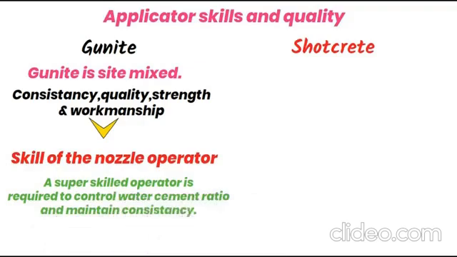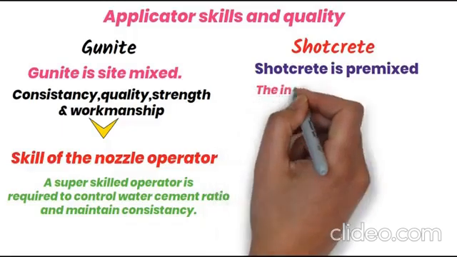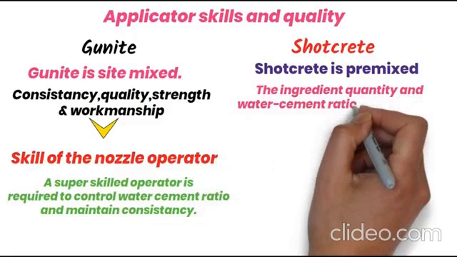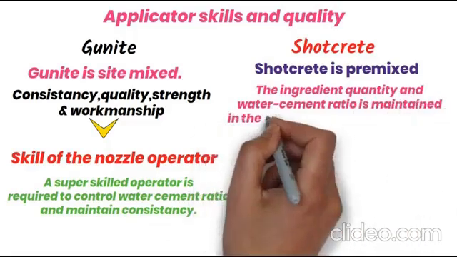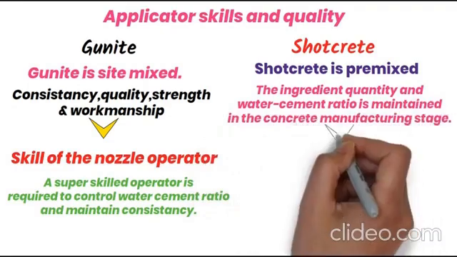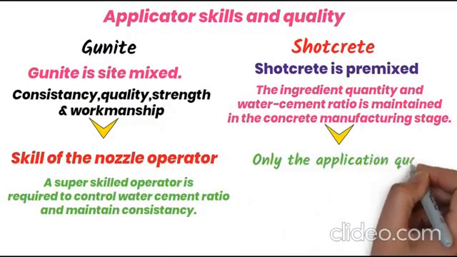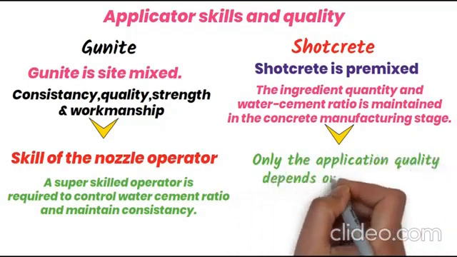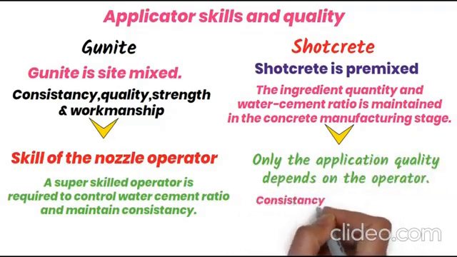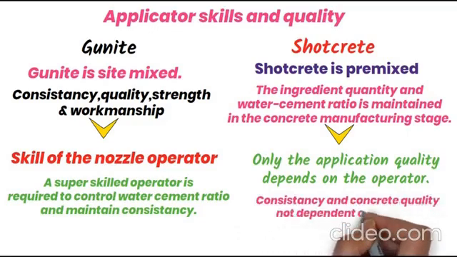But in the case of shotcrete, shotcrete is premixed. The ingredient quality, quantity and water cement ratio are maintained in the concrete manufacturing facility itself. Only the application quality depends on the operator's skills. Consistency and concrete quality are not dependent on the operator in case of shotcrete.